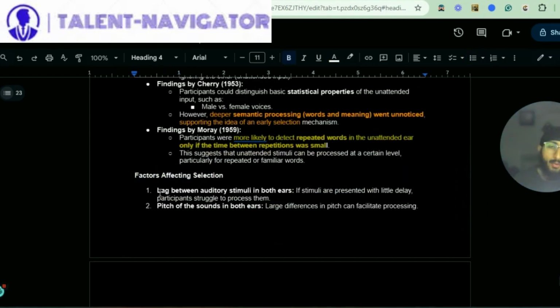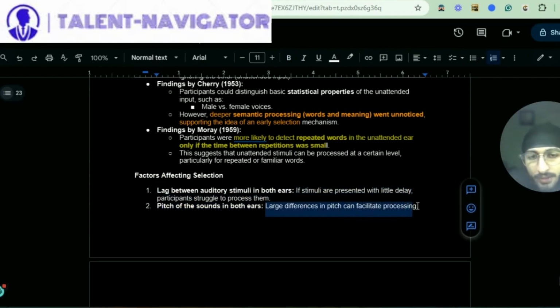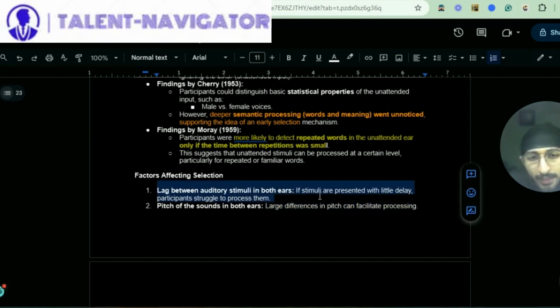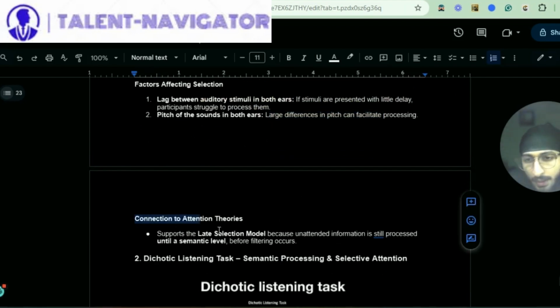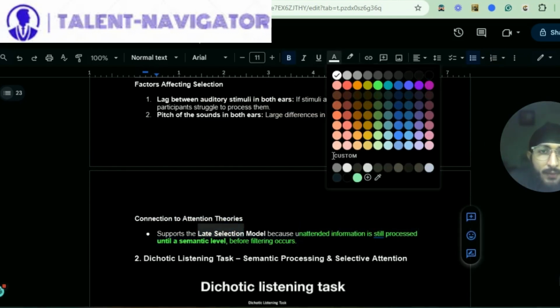Factors affecting selection: lag between auditory stimuli in both ears. If stimuli are presented with little delay, participants struggle to process them. Pitch of the sounds in both ears: a large difference in pitch can facilitate processing. Right. So if stimuli are presented with little delay, they struggle to process them, and large differences in pitch can facilitate processing. Connection to attention theories: this supports the late selection model because unattended information is still processed until a semantic level before actual filtering occurs. So late selection is covered here, right?